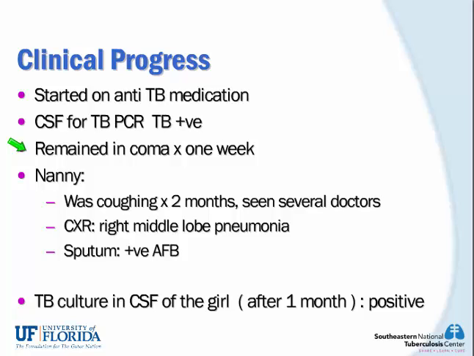The nanny was investigated, and actually it was found that she was coughing for 2 months. She had been seen by several doctors, and none of them diagnosed that this nanny was probably an active case of TB. Her chest X-ray showed right middle lobe pneumonia, and her sputum tested positive for acid-fast bacilli. Finally, the TB culture of the CSF of the girl came back after 1 month.